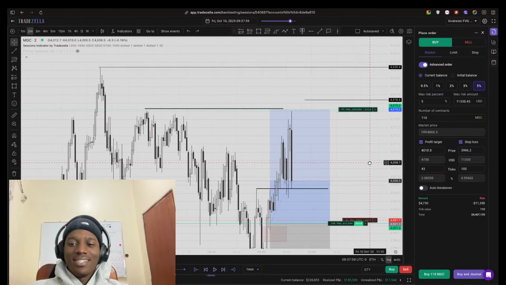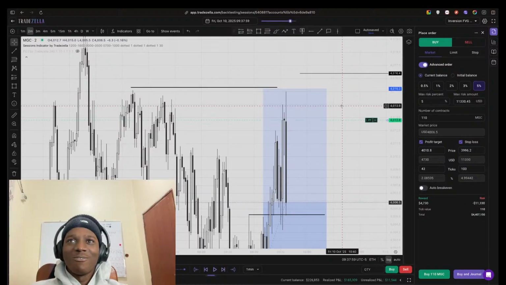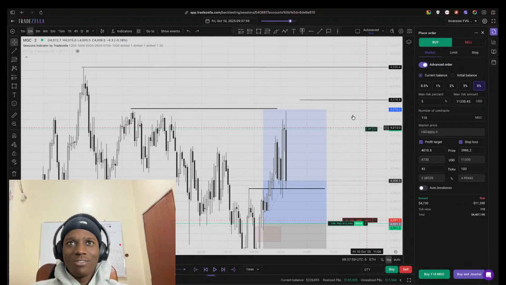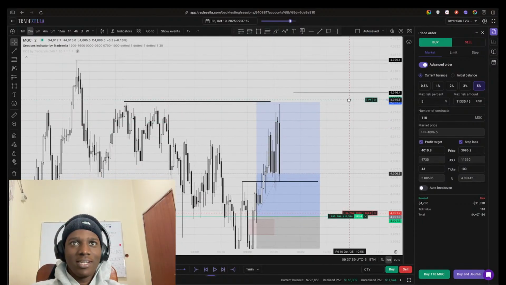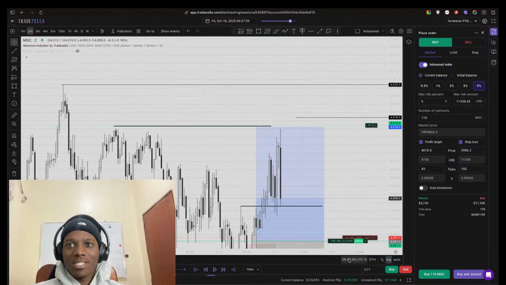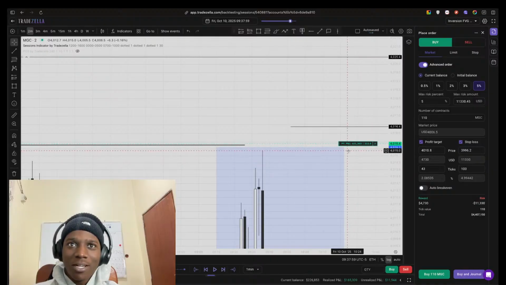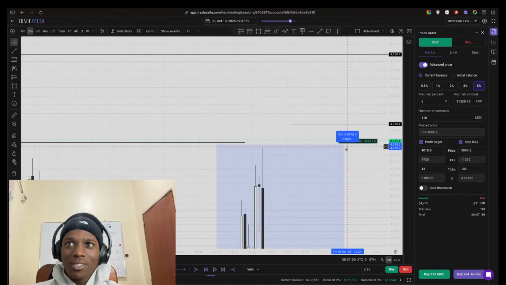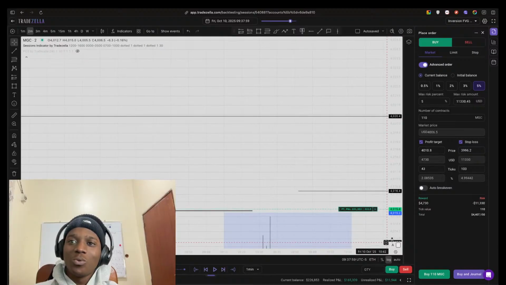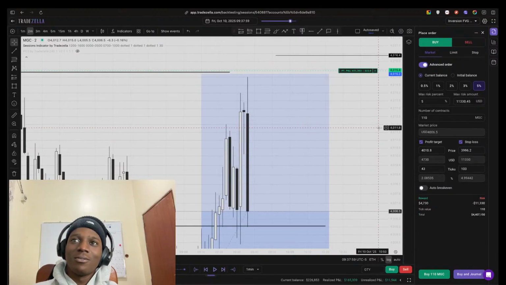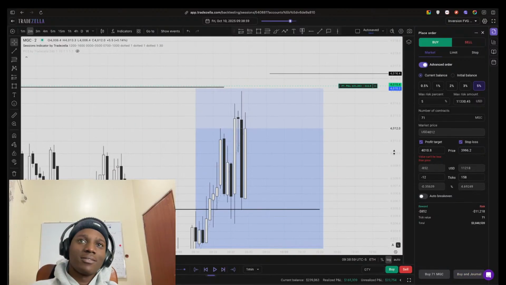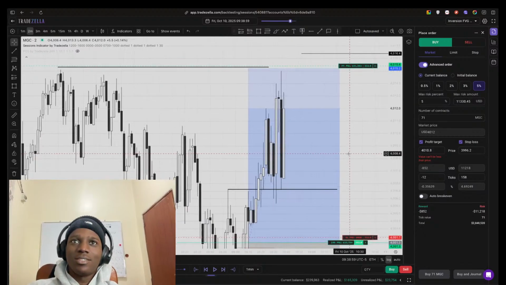Nah. What kind of movement is this? So price moved, missed take profit by, let's see, how big was this? Price missed take profit by 0.2 points on gold, bro. It's not serious.